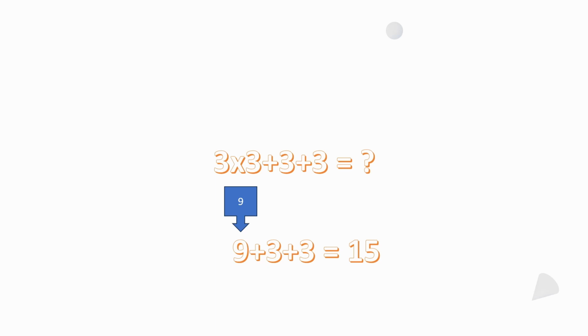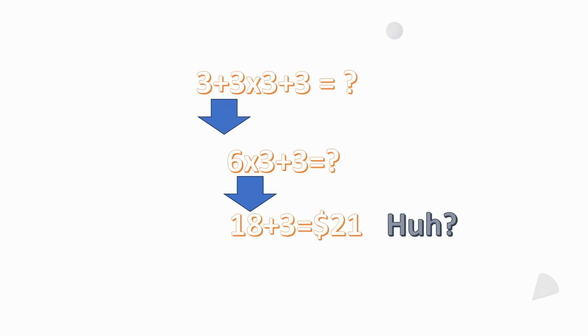And for the people who like to solve left to right and not follow the order of operations, you're going to get the answer of 15 because you're going to get 9 plus 3 equals 15. The other thing to look at here is if you're just solving these problems left to right and ignoring the order of operations, what's going to happen is you're going to go 3 plus 3 is 6. Then you're going to times that by 3, which is going to give you 18.